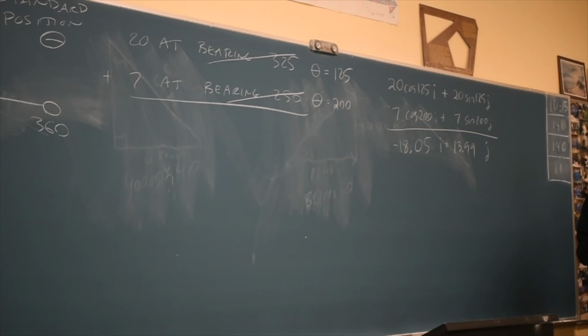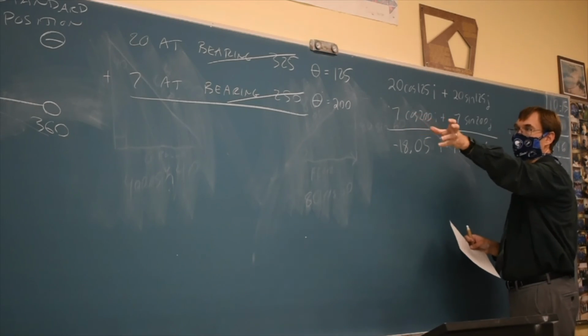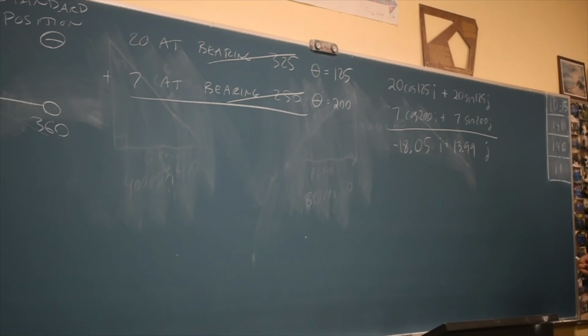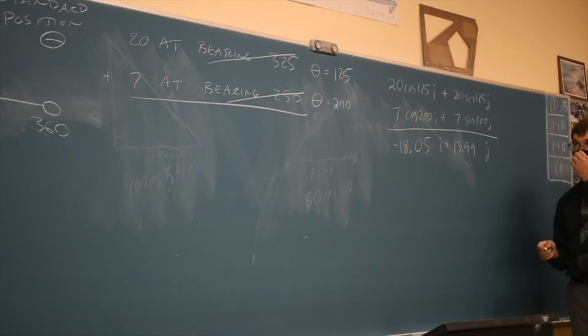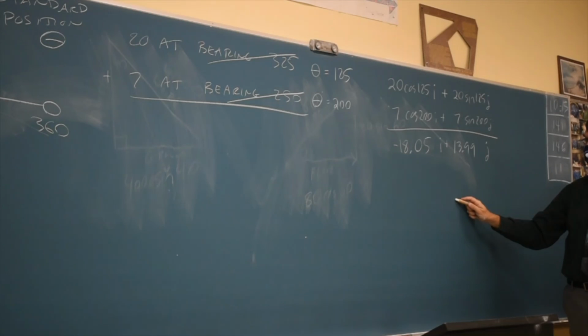Anybody puzzled with where we are? We basically did an exchange at the beginning to get rid of the bearings and just make them angles. And now we're just doing yesterday's problem too. If they asked you for the answer as components, you'd be done. But they usually don't. They usually ask you to find the magnitude and the direction. So how do we take this and find magnitudes and directions?